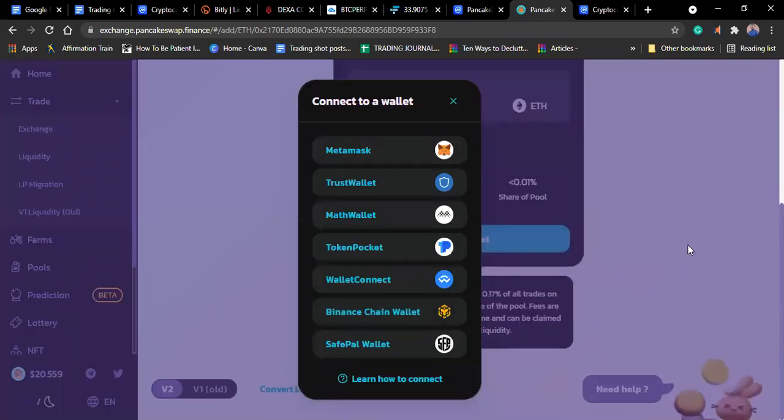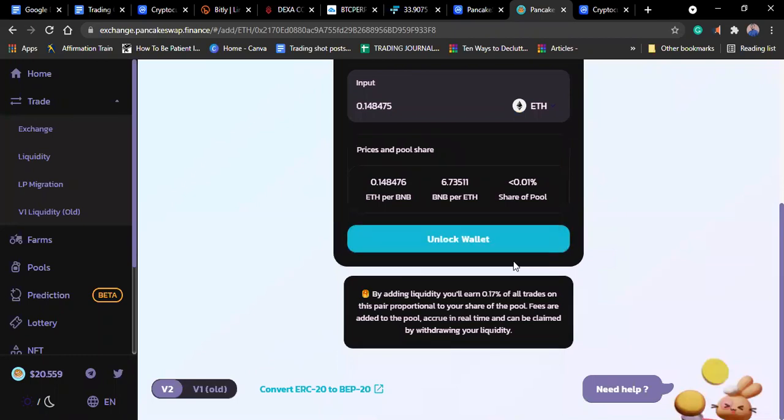Okay, not sure why it's not going, but anyway, they now tell you what you stand to gain by adding liquidity. I think it's not going because I don't have these funds in my wallet. But basically that's how to do it. I'm just explaining so that you guys will have an idea of how the whole thing works.